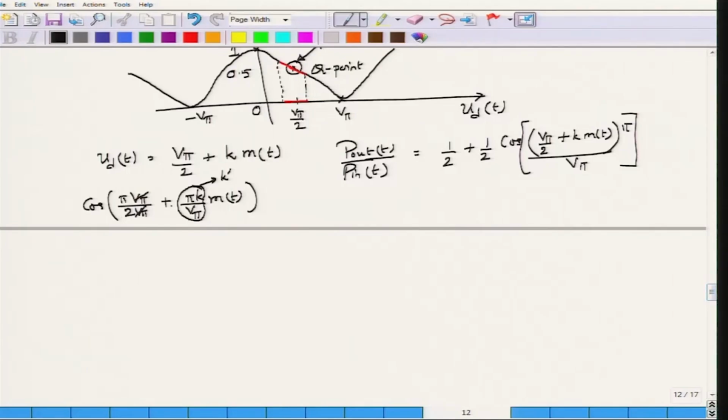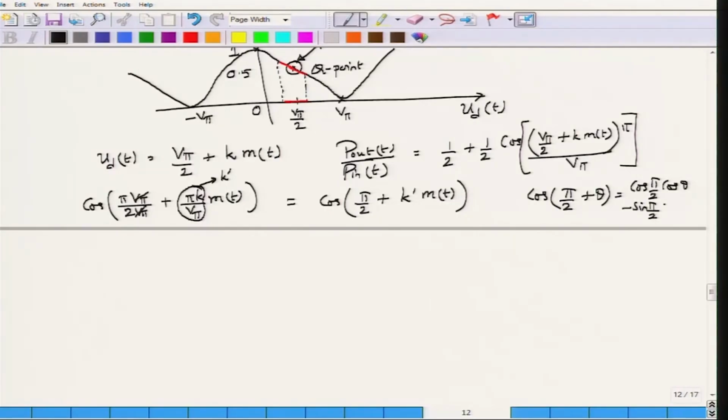So, with this one I can expand here. What I get here is cos of pi by 2 plus some constant k prime times m of t. Now, I know that cos of pi by 2 plus theta can be written as cos pi by 2 cos theta minus sin pi by 2 sin theta, and I know that cos pi by 2 is 0. So, that term goes away, and I know sin pi by 2 is equal to 1.